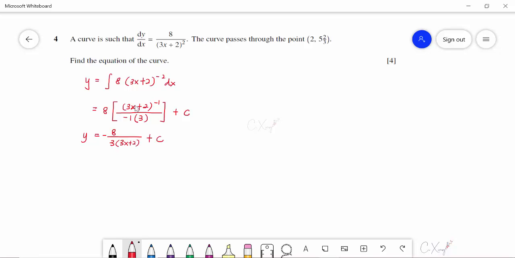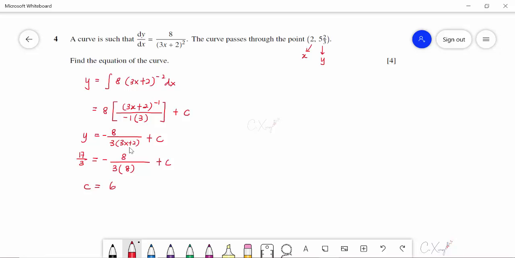Of course, now I want to get the value for c. To get the value for c, you have to substitute the point into this equation. From here, you know that the 2 is the value of x, and this one is the value for y. So I substitute it: y equals 17 over 3, and then you substitute x equals 2, plus c. You simplify it, and you will get the value of c, which is equal to 6.